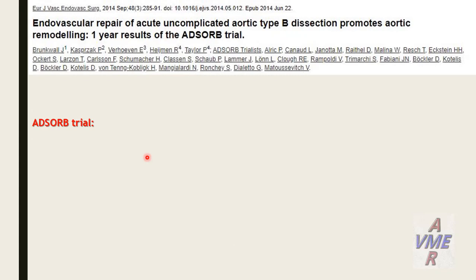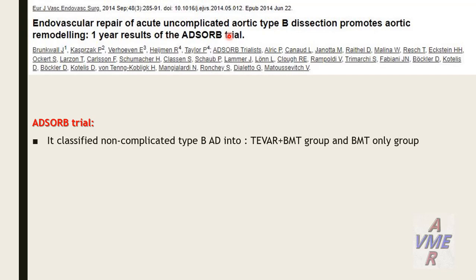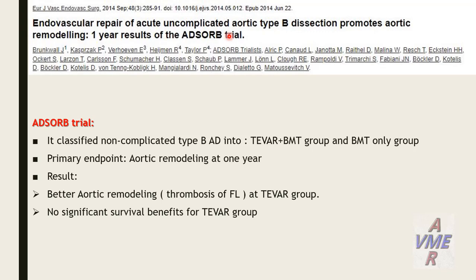ABSORB trial: endovascular repair of acute uncomplicated aortic type B dissection to promote aortic remodeling, one-year results. The trial classifies non-complicated type B aortic dissection into a TEVAR plus best medical treatment group and a best medical treatment only group. The primary endpoint is aortic remodeling at 1 year. The result is better aortic remodeling, with thrombosed false lumen, in the TEVAR group, and a non-significant survival benefit for the TEVAR group.